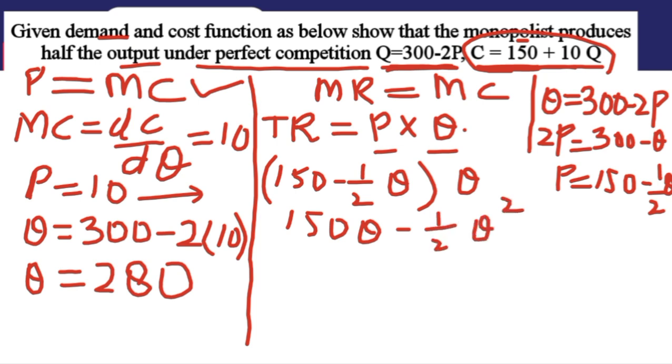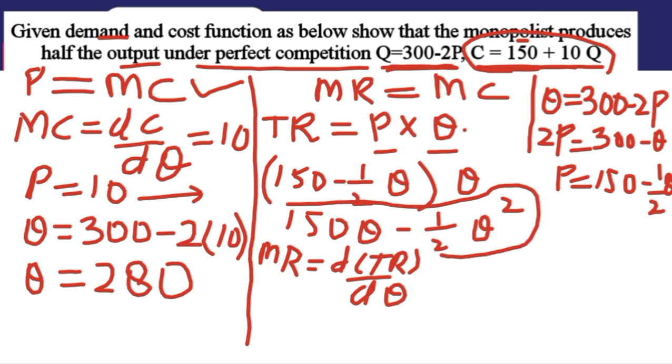Now what is marginal revenue? Marginal revenue is the derivative of the total revenue function with respect to output. Now we differentiate this revenue function with respect to q. The derivative of q in 150q is 1, so we are left with 150, and the derivative of q square is 2q. So 1 upon 2 times 2q, the 2 and 2 get cancelled. We get only q here. This is the marginal revenue.